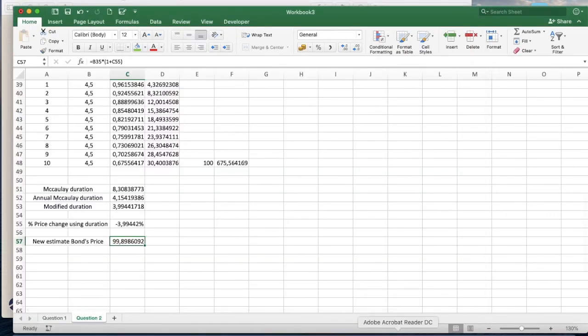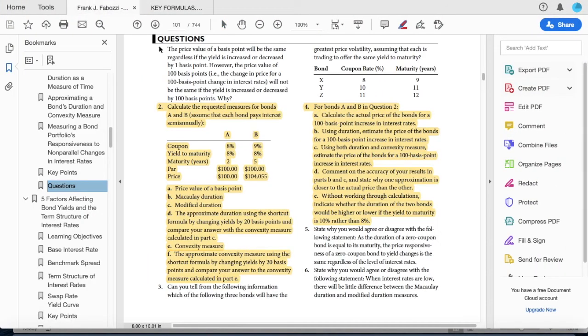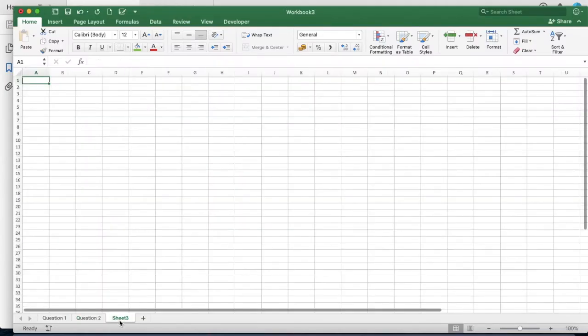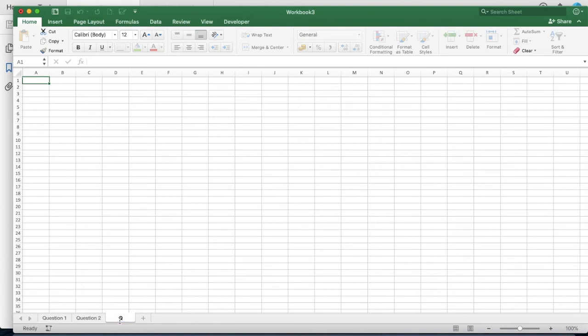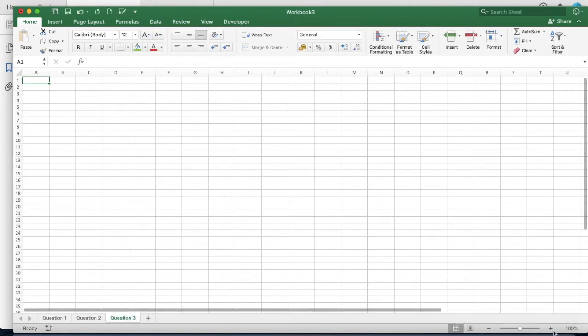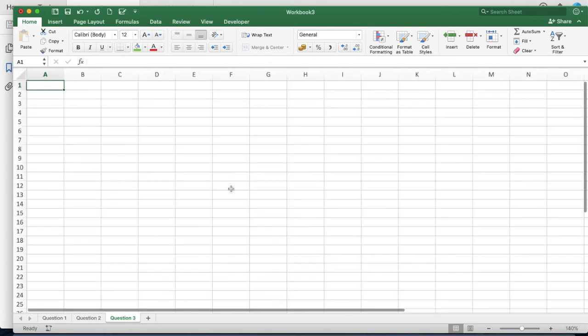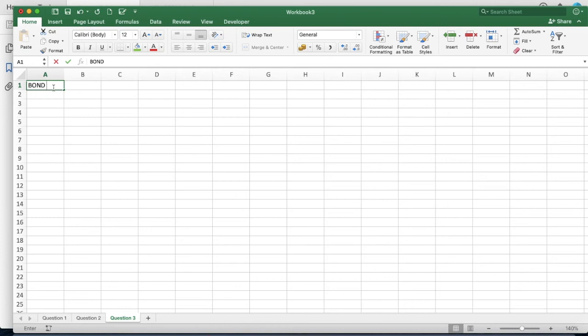So let's get back to the PDF file. Now, using both duration and convexity measure, estimate the price of the bonds for a 100 basis point increase in interest rates. So let's open a new sheet and call it question 3. As usual, we start with the bond A.